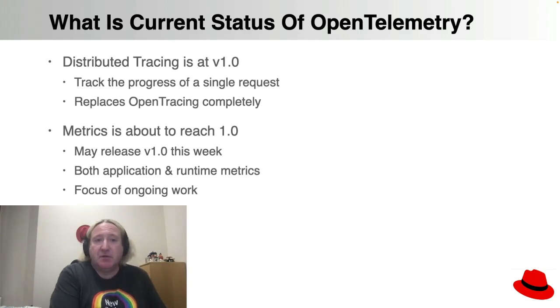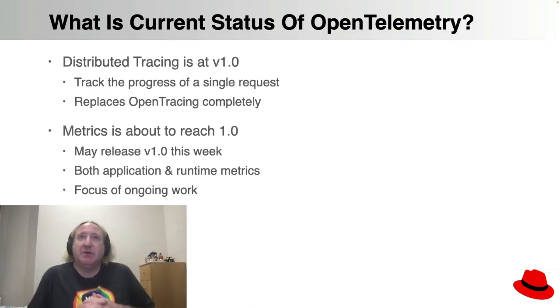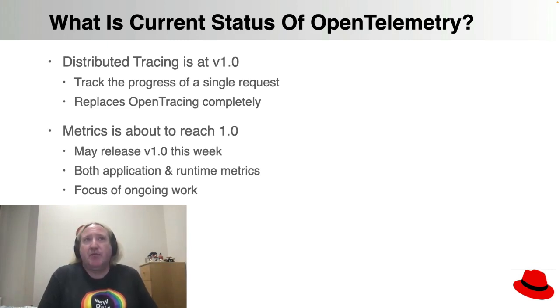So what else can we say? How can we marry up JFR with OpenTelemetry? Well, let's take a quick look at what the status of OpenTelemetry actually is. Traces are 1.0. They've been 1.0 for, I think, about a year now. They allow you to track the progress of a single request, and they are basically replacing older open standards, including OpenTracing, including Jaeger's client libraries.